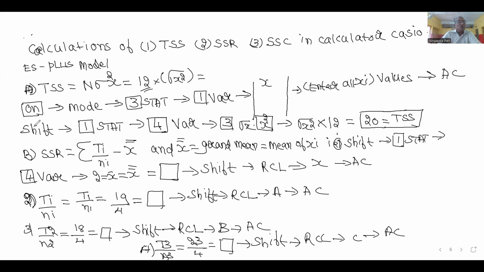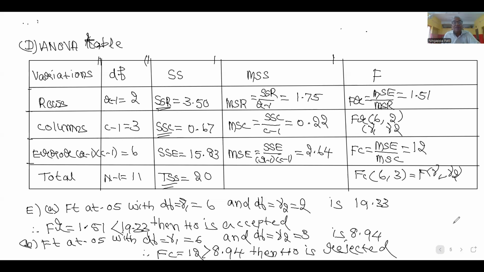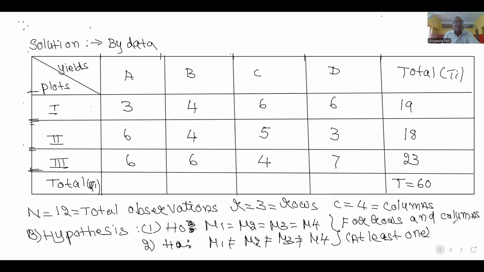I am telling you. On the calculator, press the mode button and press the third button. That is the start button. And then the one button. After pressing the third, you press the one button and variance. And such a column will be opened there in your calculator. You enter all the xi values. Look here, xi values, my dear students. Look here, all these xi values.